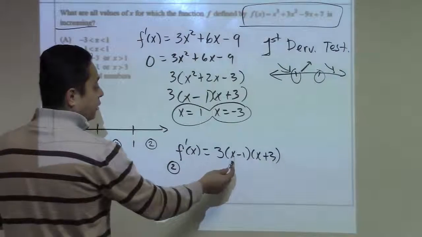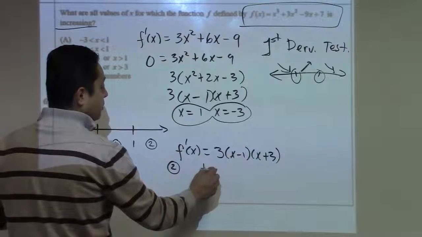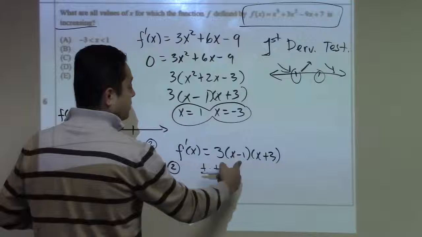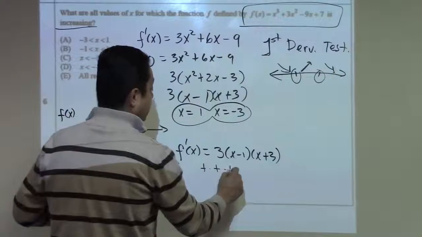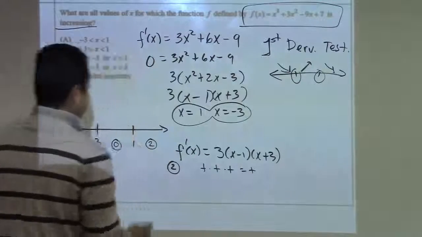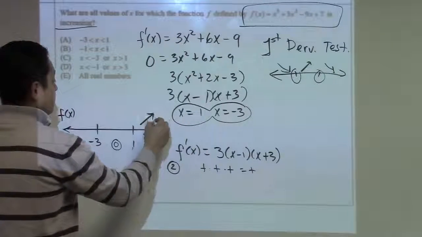So I'm testing 2 right here. If I plug in the 2 right here, then this is positive. So it's positive times positive, positive times positive. I plug in the 2 here, I also get another positive. So my final answer is positive. So this interval is positive, so that means my original function is increasing.